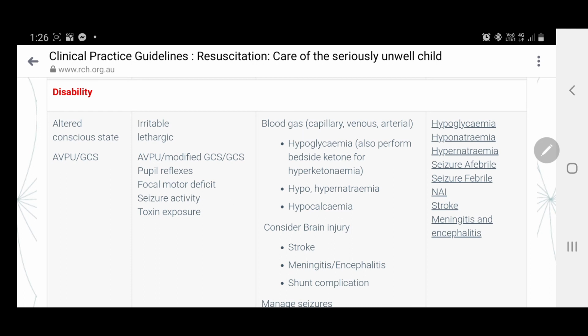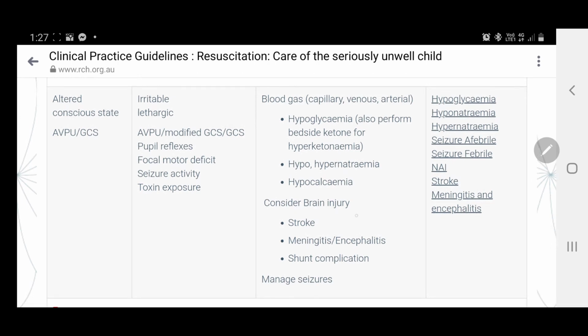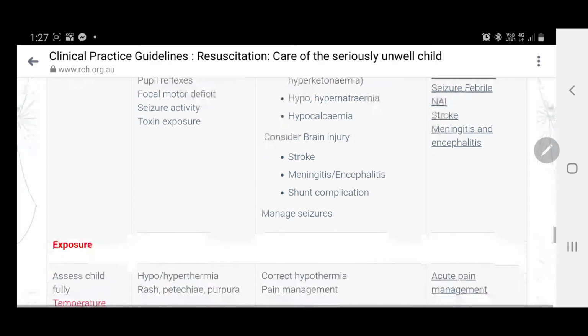What do we do? Management. Blood gas: capillary, venous, and arterial. We should measure blood gases, okay? Check for hypoglycemia. Also perform bedside ketone for hyperketonemia. Hypo or hypernatremia, so we check electrolytes, and hypocalcemia. We should consider brain injury, such as stroke, meningitis or encephalitis, shunt complications, and manage seizures. So that is for disability.